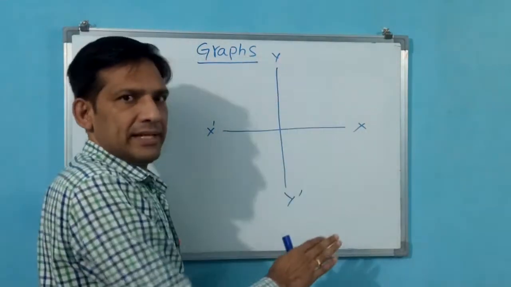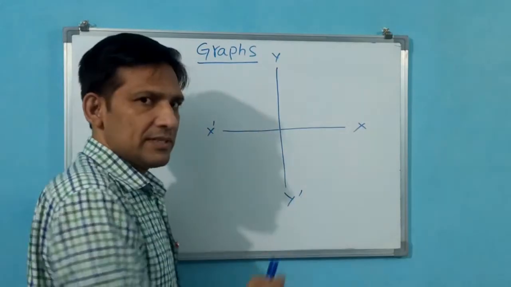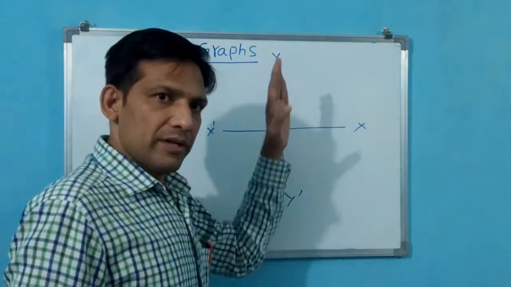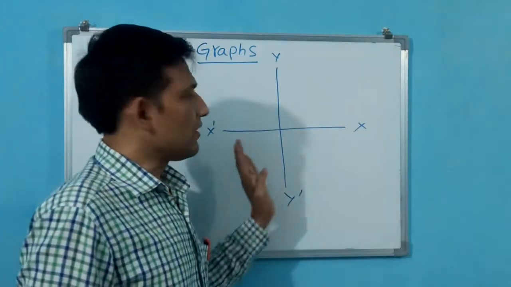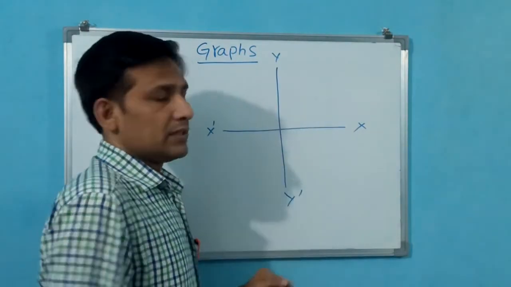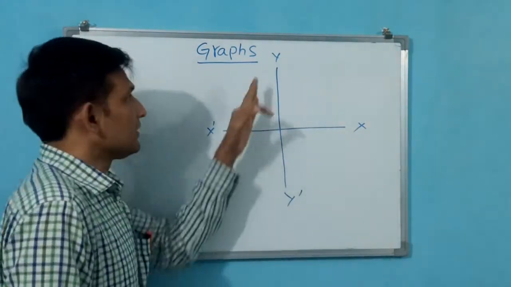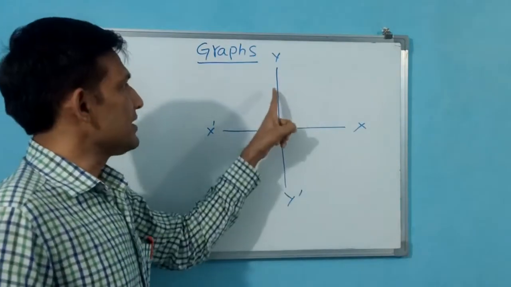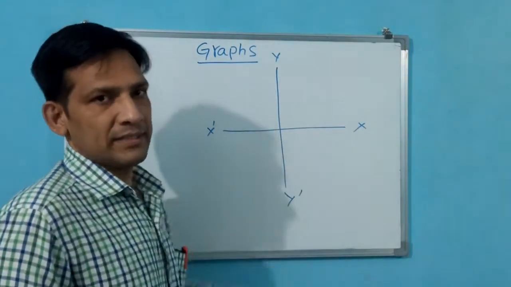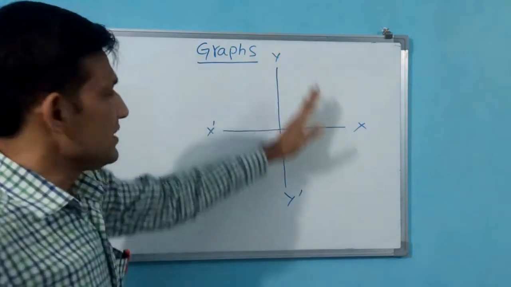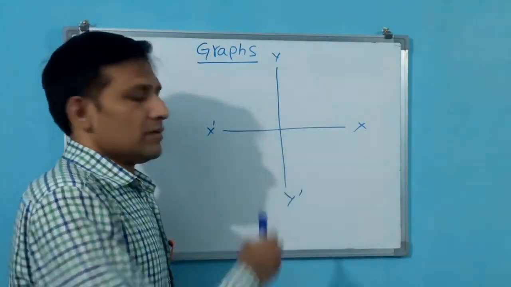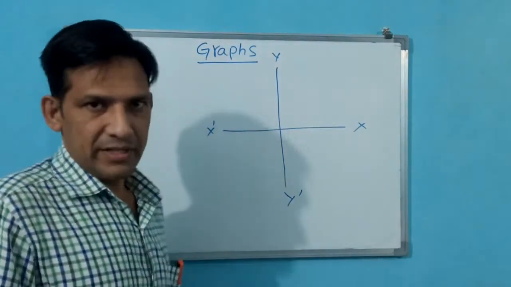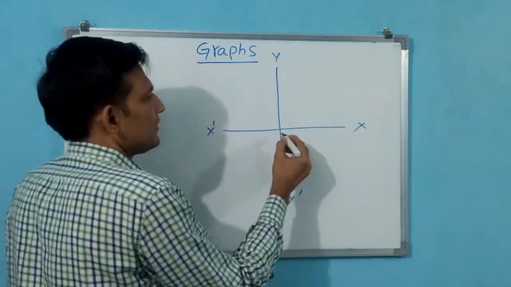Horizontal is always the x-axis, and y is always vertical, not horizontal. Horizontal is the x-axis, vertical is the y-axis. The y-axis is perpendicular to the x-axis. But these axes are divided equidistant. What does equidistant mean?